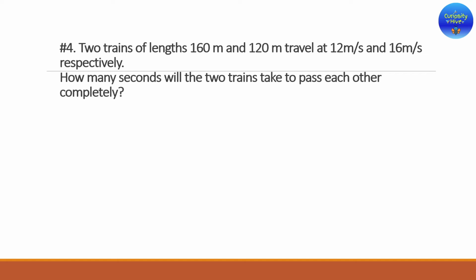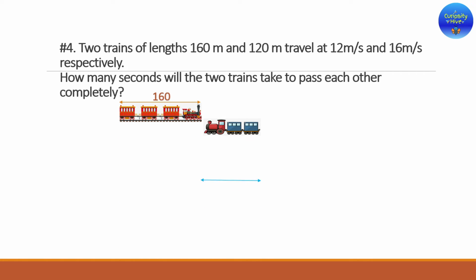Let's go to the next kind of questions, again in the trains category. This question reads, two trains of length 160 meter and 120 meter travel at 12 meter per second and 16 meter per second respectively. Now, how many seconds will the two trains take to pass each other completely? Now, these are very commonly asked questions in terms of train lengths and distances and speed.